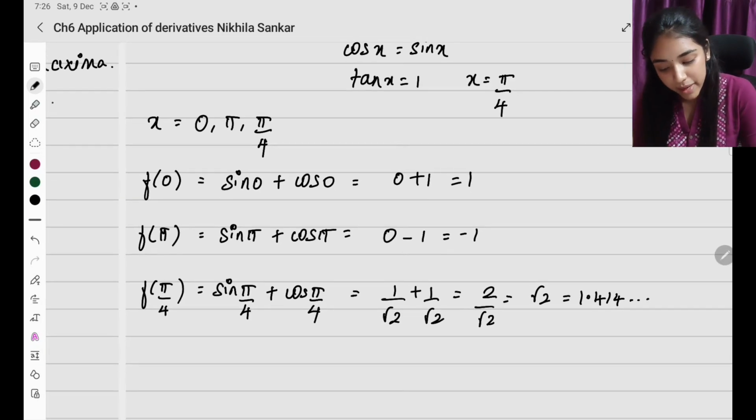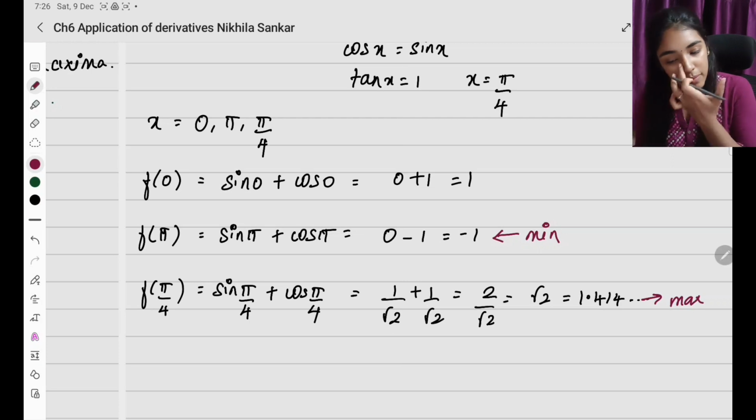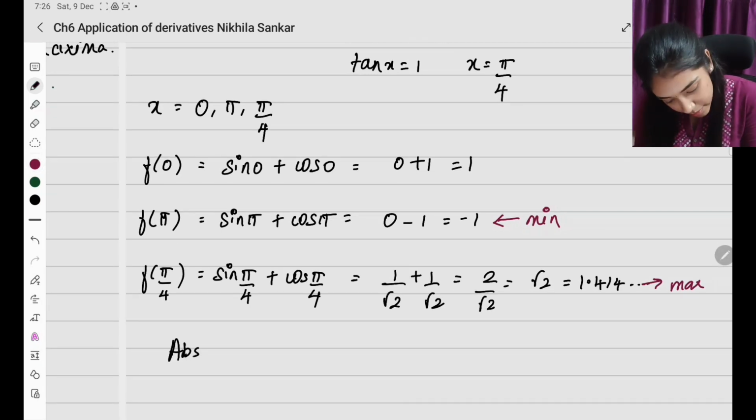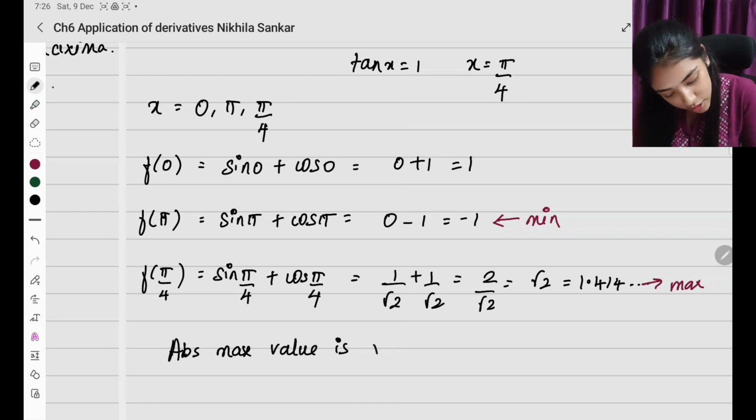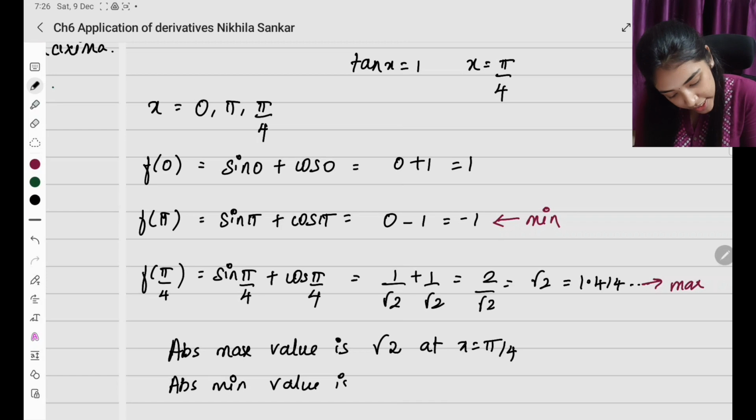So what is my maximum and minimum value now? Minimum value, I see there is a negative value, so this is my minimum. Now what is the maximum? I have 1 and root 2. I see that root 2 is greater than 1. So this is going to be my maximum value. Understood? You have to find out which is your maximum and which is your minimum. Okay, I have my absolute maximum value is root 2 at x equals pi by 4, and absolute minimum value is minus 1 at x equals pi.